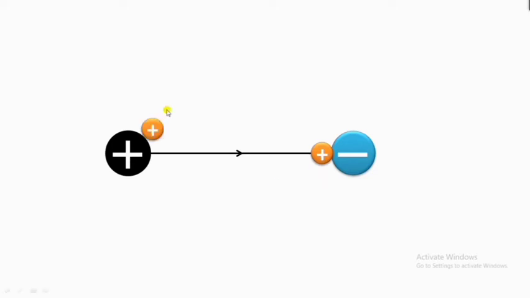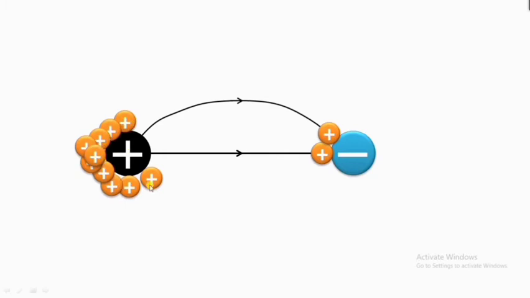Now second, if I leave a positive charge out here, first it will be repelled in this direction and at the same time it will be attracted by this negative. So it will follow some curved path away from the positive and towards the negative.